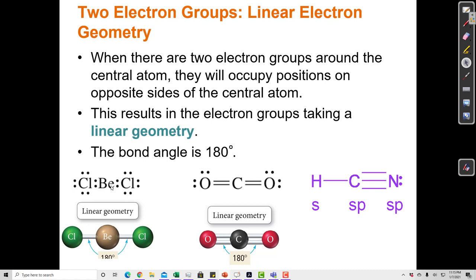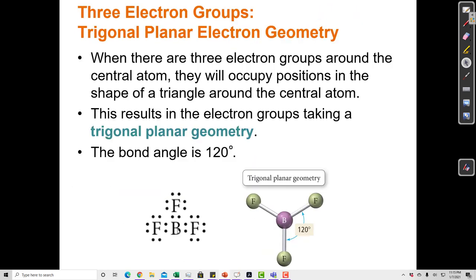But because of where beryllium is in the periodic table, it's only in the second column. It can only hold that many electrons, and it's stable, it's neutral when it has that many electrons. So beryllium here is an exception to the octet rule with four electrons. And here's boron with two, four, six electrons. So boron is an exception to the octet rule too. When I have two single bonds like that with beryllium, it's linear geometry. When I have three single bonds like this with boron trifluoride, this is called trigonal planar.